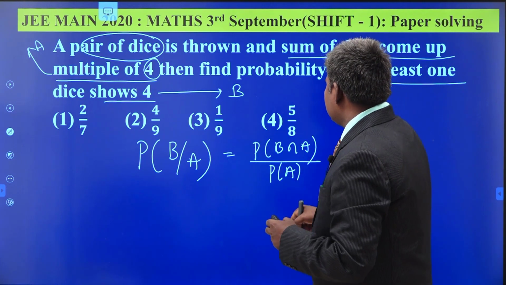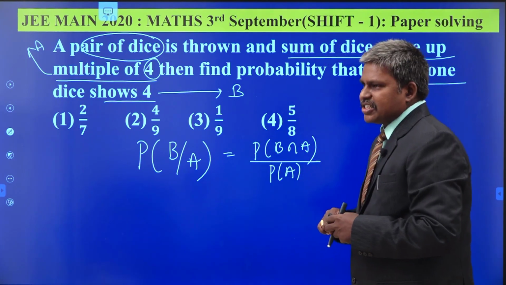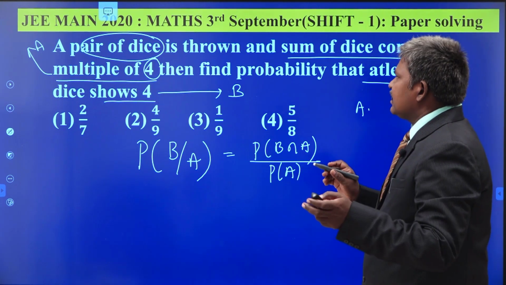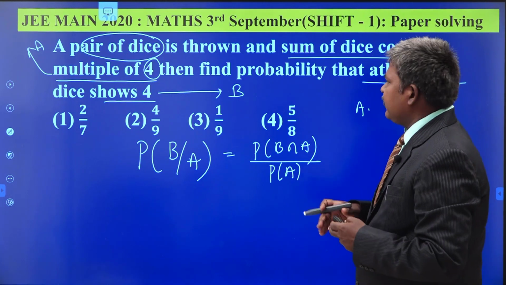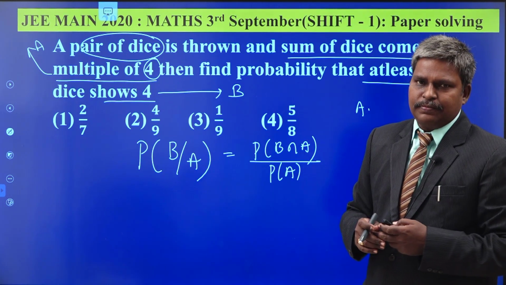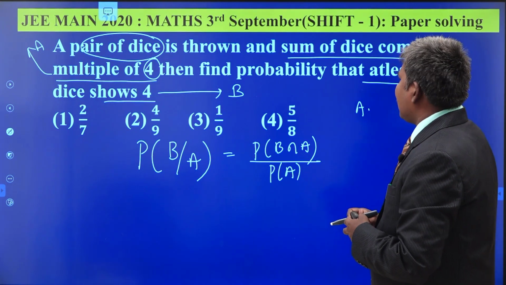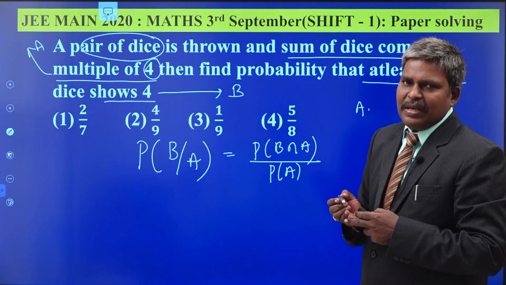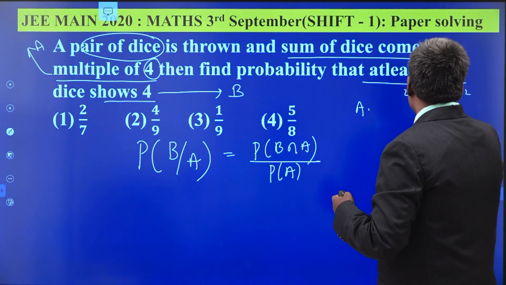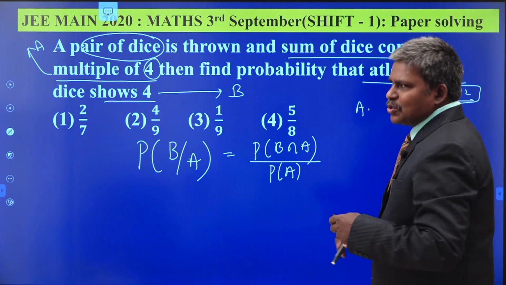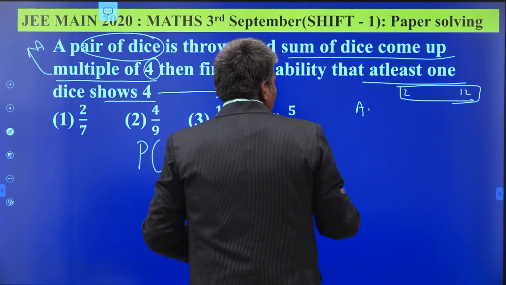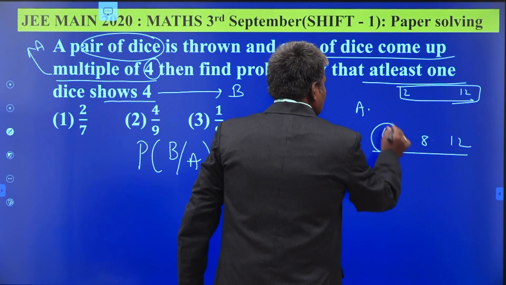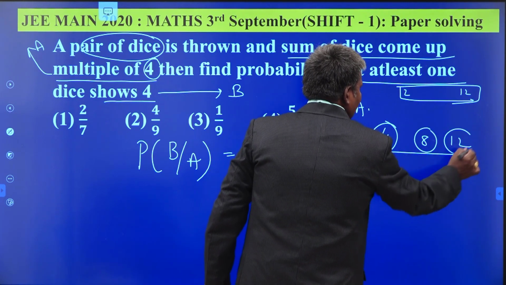Now let us find probability of A and probability of A intersection B. What is event A here? A is the event such that the sum of the digits on the dice must be a multiple of 4. What is the minimum sum here? 2. When two dice are thrown, the minimum sum is 2, the maximum is 12. From 2 to 12, what are the numbers which are multiples of 4? They are 4, 8, 12. So the sum must be either 4 or 8 or 12.